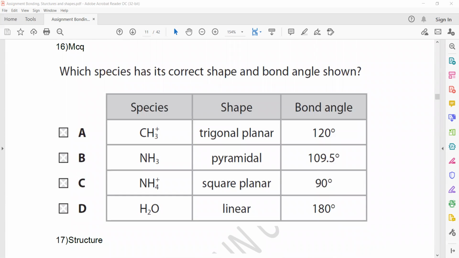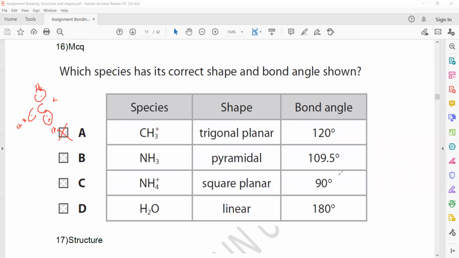Question 16. Which species has its correct shape and the bond angle shown? When a positive charge is there, it means carbon lost one of the electrons, so now it will share 3. The methyl species has 3 bond pairs and no lone pair, so it will be trigonal planar with a bond angle of 120. A will be the right answer.